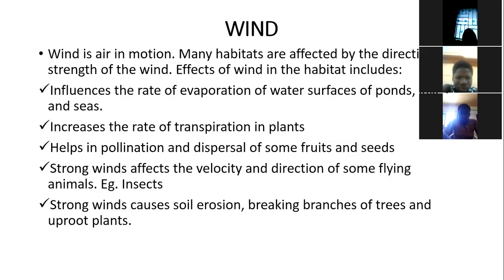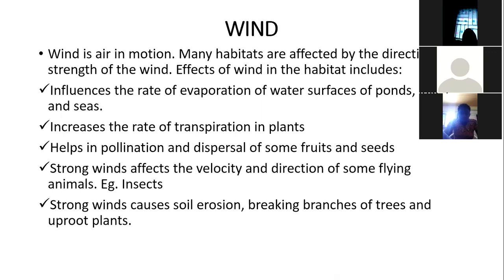So the direction of air is wind. So wind is air in motion. Now, every organism on Earth is affected by wind in one way or the other, be it in direction or the strength of the wind. So organisms are affected in their habitat by the direction of the wind or the strength of the wind.